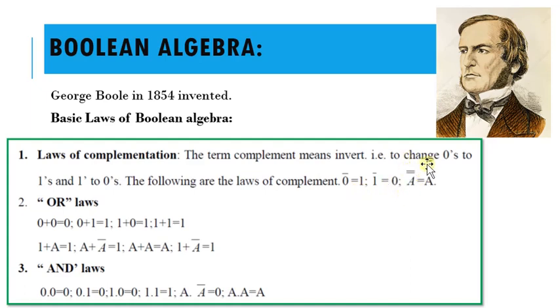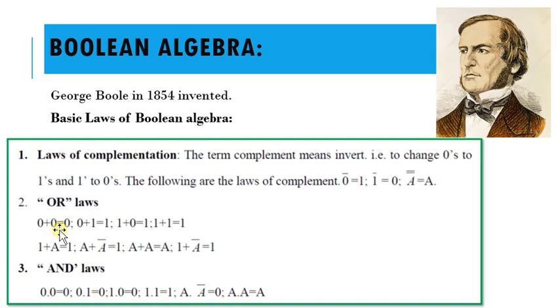If we place a double complement over a symbol or a character, then it is equivalent to the symbol itself or the character itself. Coming to the second law, that is the OR law. Since we are using only two numbers, that is binary numbers 0 and 1, we perform the logical operations addition and multiplication for these two binary numbers. So here you can see 0 plus 0 is 0, 0 plus 1 is 1, 1 plus 0 is 1, and 1 plus 1 is equal to 1.